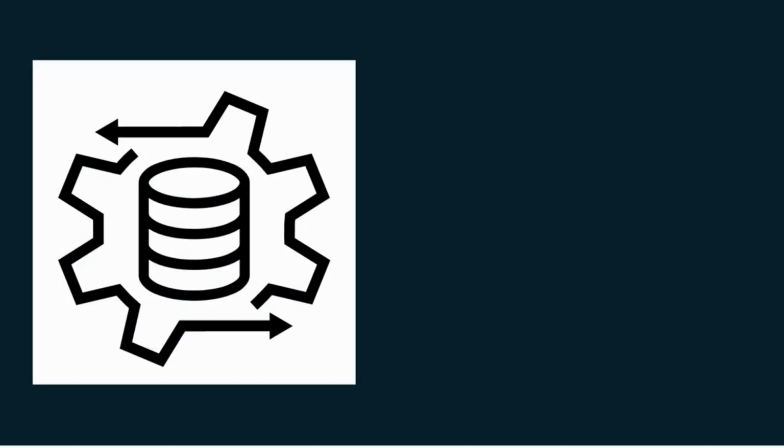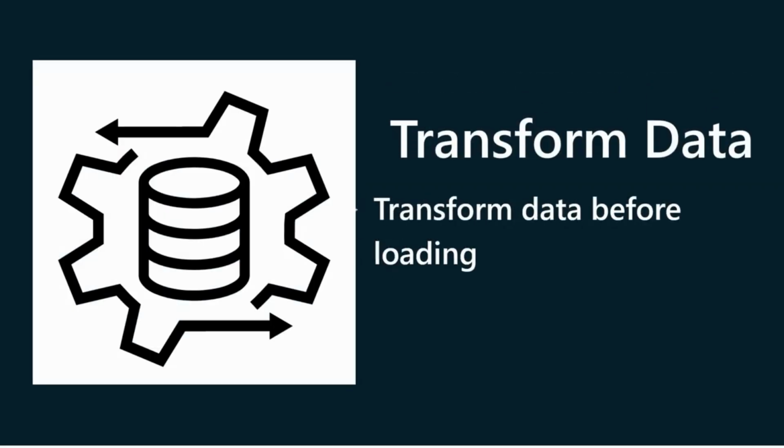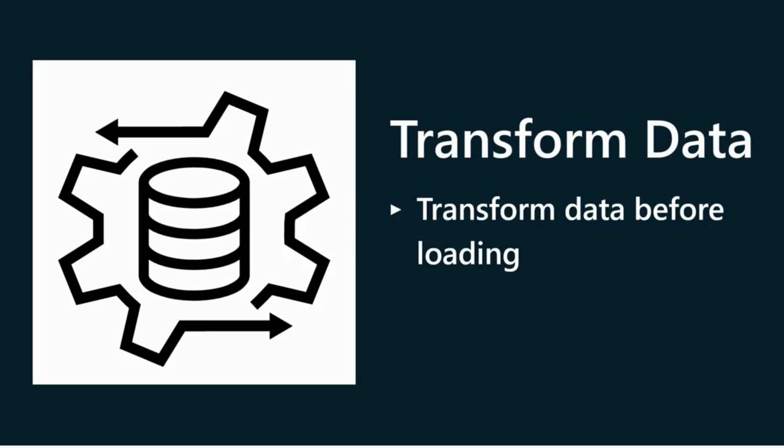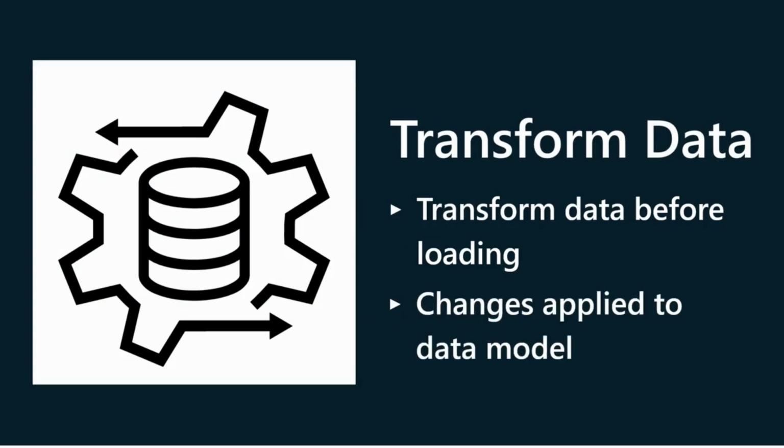The second option, transform data, allows you to transform the data before loading it. The changes to the data are applied to the data model, and the data pane is refreshed in Power BI. Visualizations can now use the applied changes.